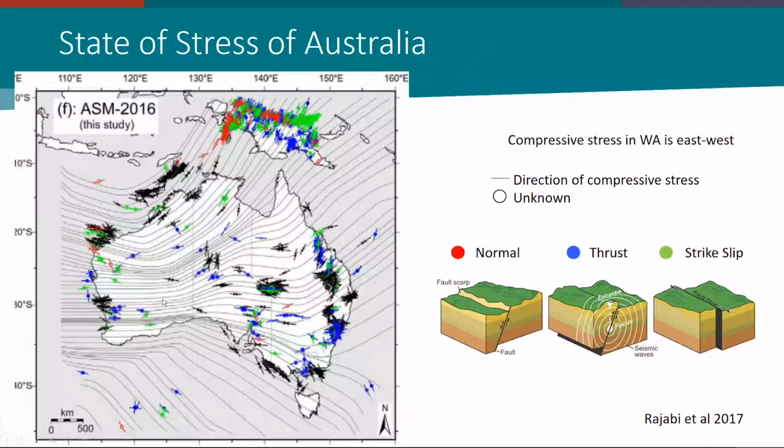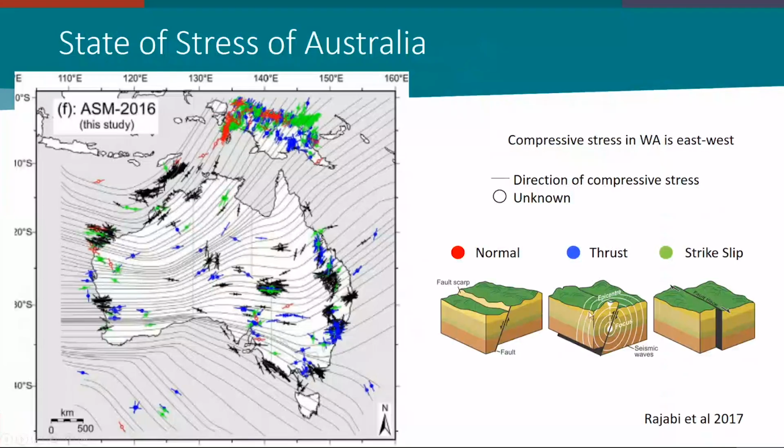So let's have a look at the state of stress within Australia. These black lines show the direction of the stress. And we'll note that it's actually an east-west direction, mainly in Western Australia, which is not the same as the direction of motion of the plate. So most of these mechanisms, or the state of stress, indicate that we're getting thrusting. We're getting a lot of compressive stress.